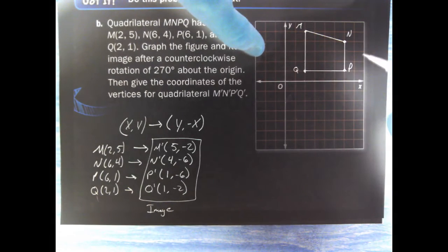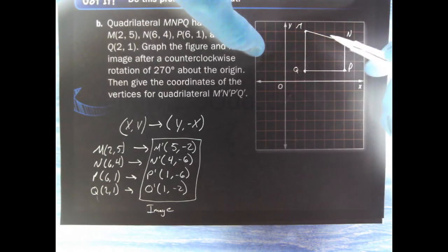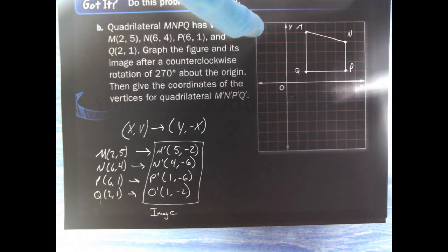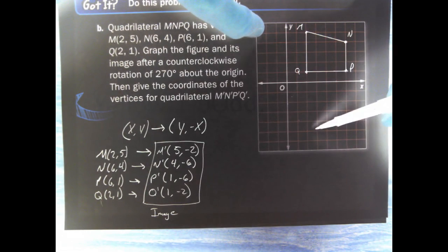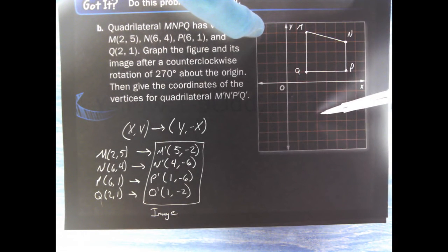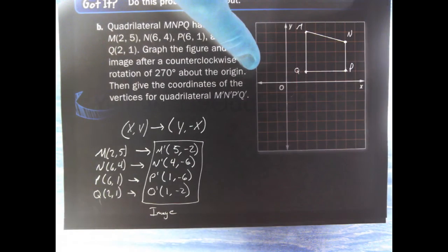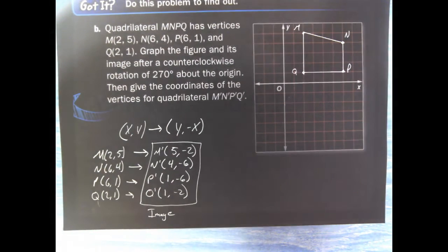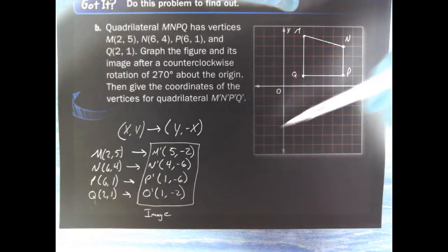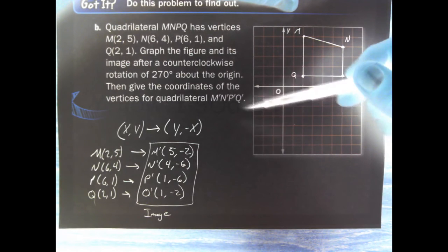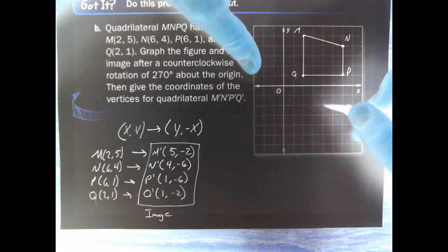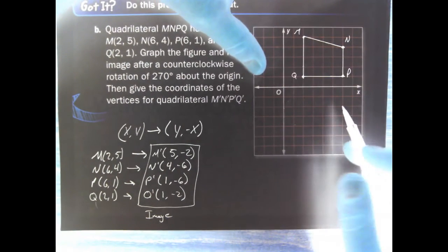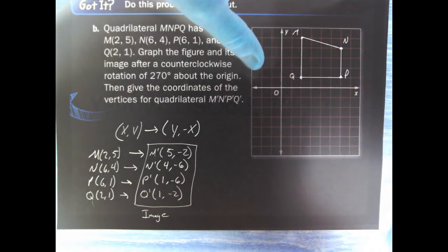Okay, no visualization necessary. Now I encourage you to visualize it because it can definitely help you put it in the right position. 270 counterclockwise, 1, 2, 3 quarters of the way, or 90-degree clockwise. It's a good check to make sure you're putting it in the right spot. If you get all your coordinates to be over here, pretty good indication that you're not doing it correctly. But in terms of actually getting the specific points, use the transformation.